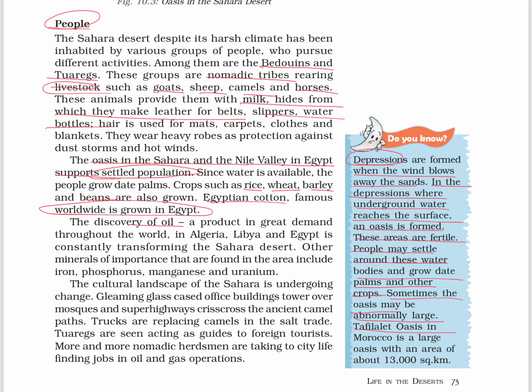The discovery of oil, a product in great demand throughout the world, in Algeria, Libya and Egypt is constantly transforming the Sahara Desert. Other minerals like iron, phosphorus, manganese and uranium are also found here. Here the trucks are replaced by camels in the salt trade.